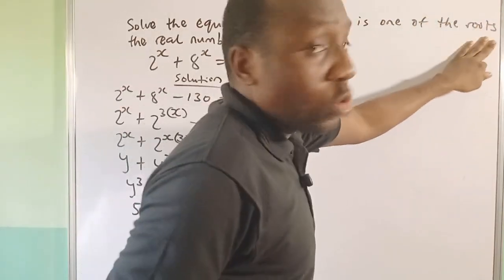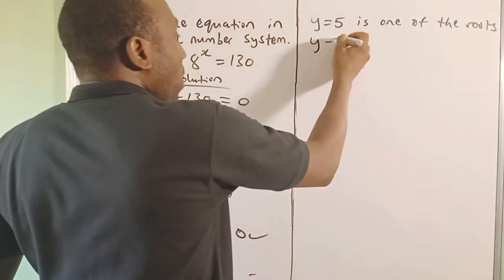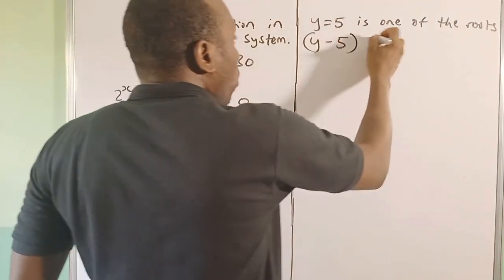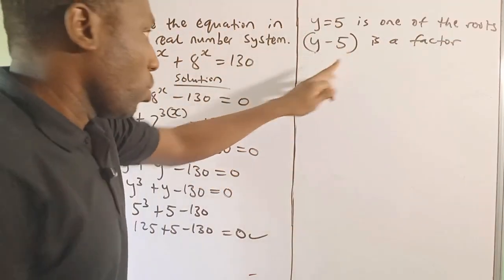If 5 is one of the roots, what does that mean? That y, move 5 to meet y, you have y minus 5. Y minus 5 is a what? Is a factor. Yes, it's a factor of this.